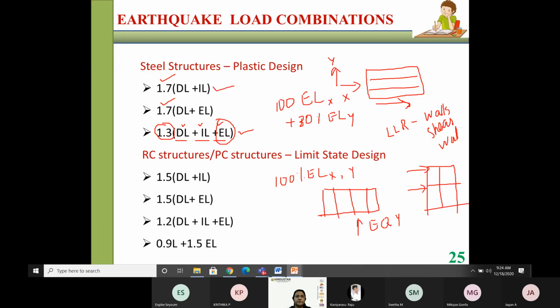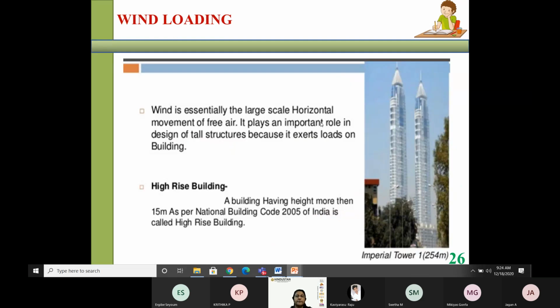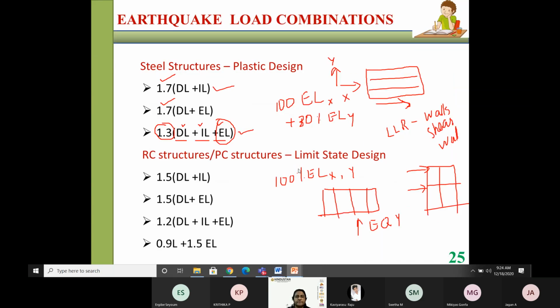So this is how the load combinations for earthquake load are taken. Now next comes the wind loading. The wind loading we can start in the next class. In the coming classes we will be doing some problems with the earthquake, how to calculate the earthquake load, and how the load combinations have to be considered. All these things we will discuss in the next class.